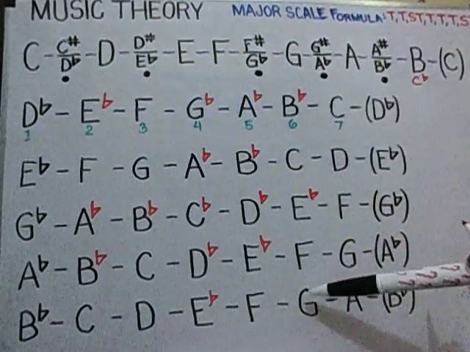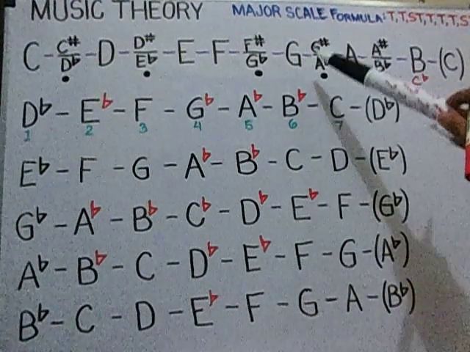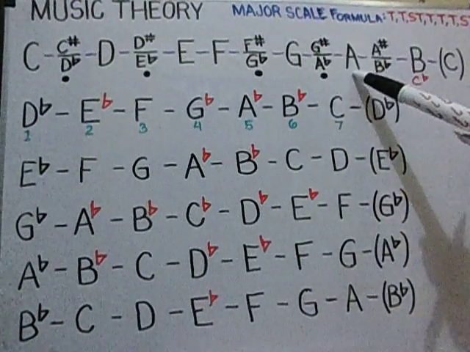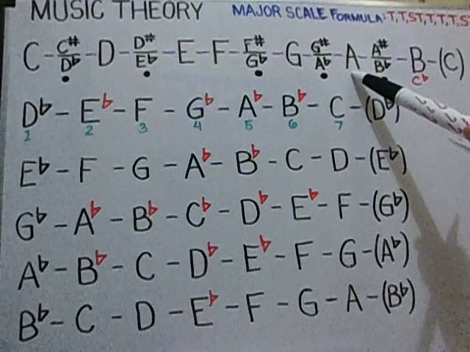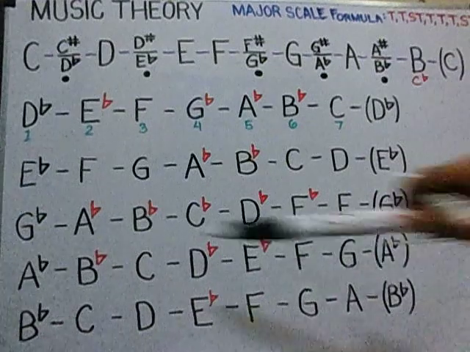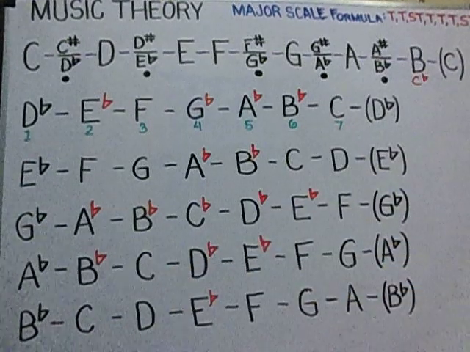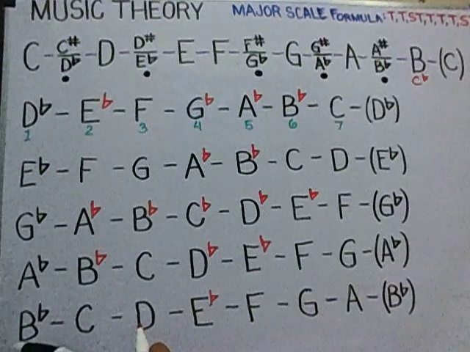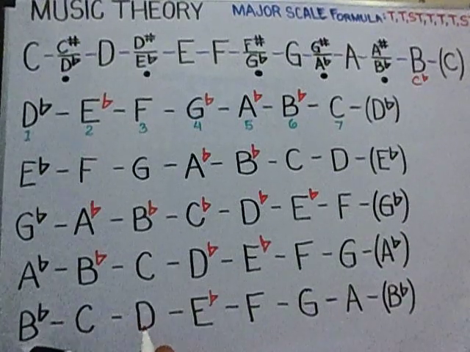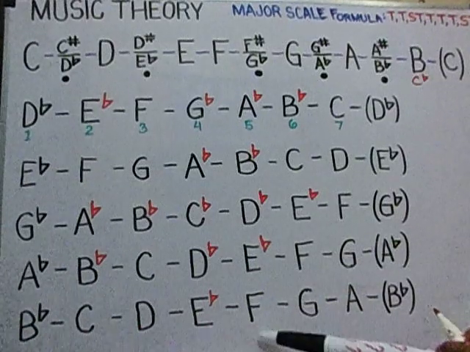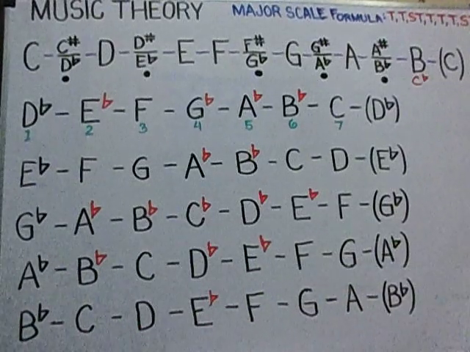From F, we take another tone, 1, 2. So this is G. From G, we take another tone, 1, 2. So we landed on A. And lastly, one step, a semitone, 1. So we go back to B flat. So therefore, the B flat major scale has the elements B flat, C, D, E flat, F, G, A, and B flat.